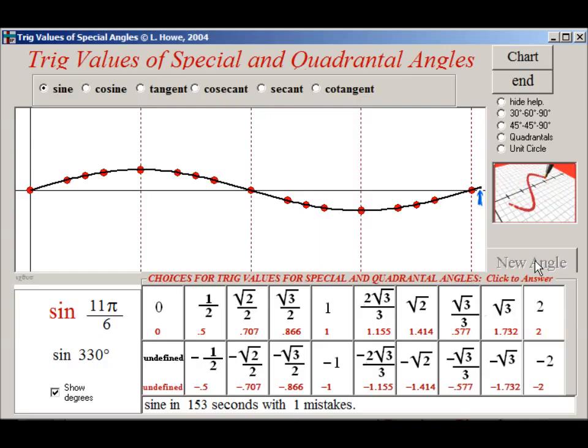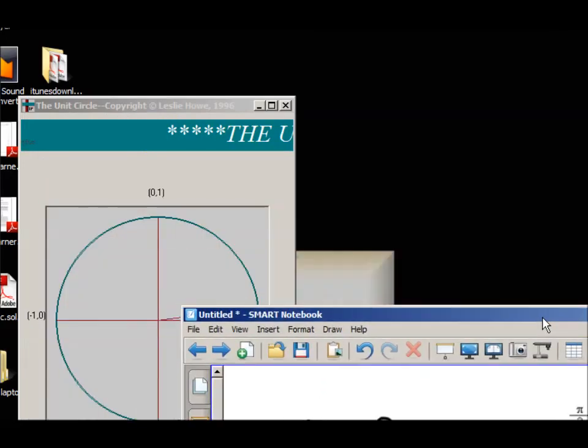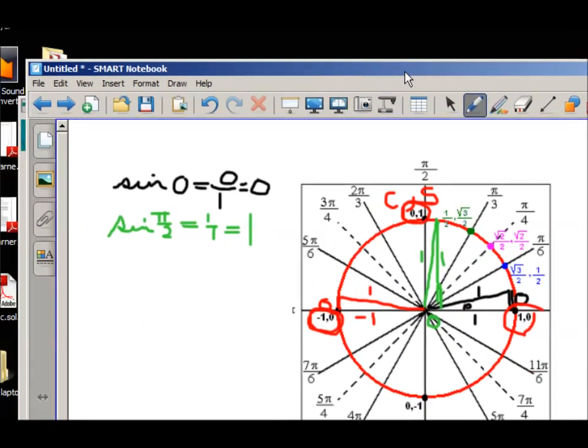of the sine function. Some students get really good at this. When I push end, it's going to tell me how many seconds it took. But I think I closed out accidentally.